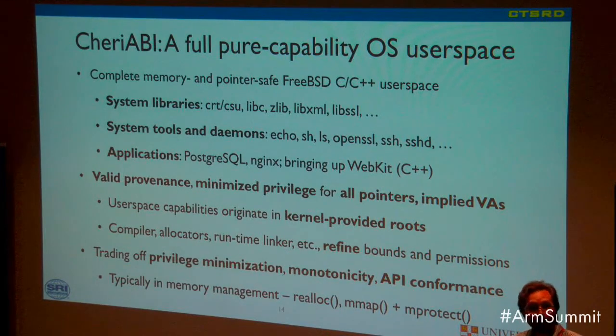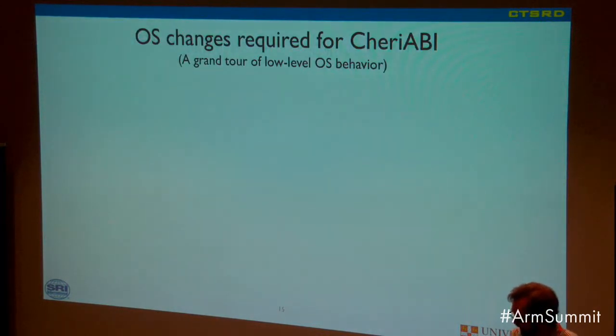Likewise, mmap and mprotect. Mprotect might turn your pointer from being readable and writable to executable. That is a non-monotonic operation, and mprotect does not return a new pointer. So we have to have a pointer that perhaps has more rights, or we have to change the API. So there's a tension between compatibility and privilege minimization.